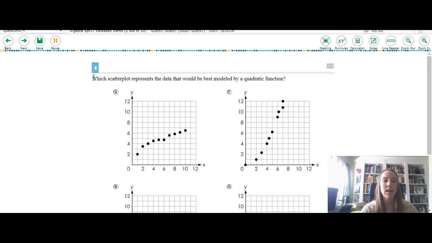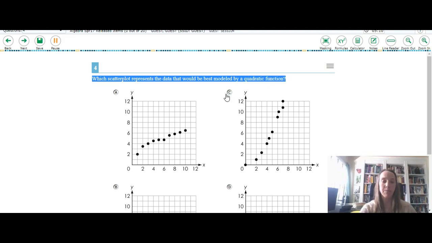So in this question, it says, which scatter plot represents the data that would be best modeled by a quadratic function? So remember, a scatter plot is just a series of points. It's not necessarily going to form a straight line or an absolute value or a quadratic, but you've got to know what those different graphs look like.